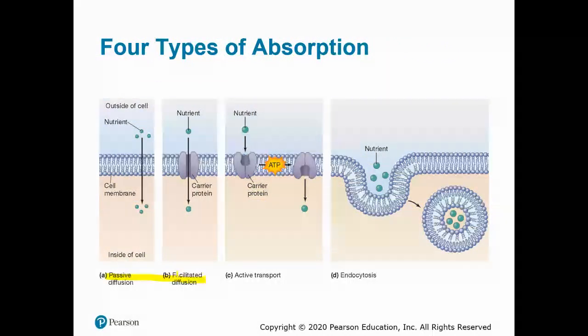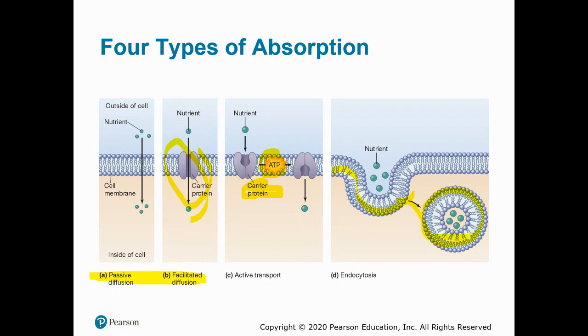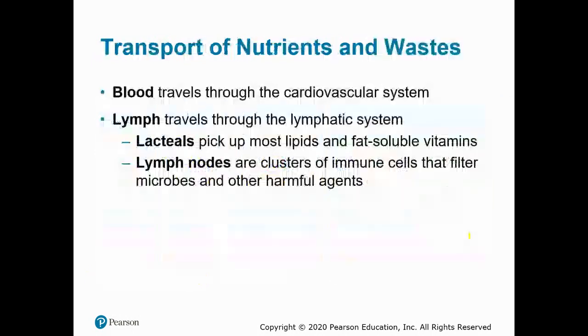Here are the four types of absorption: passive and facilitated diffusion. You'll see the main difference is the carrier protein, still working down the concentration gradient. Active transport requires energy and a carrier protein. And then endocytosis, you'll see the cell membrane will bow inward and collapse and actually section off cell membrane. Part of that cell membrane will wrap itself into the cell, and that's how it gets absorbed.